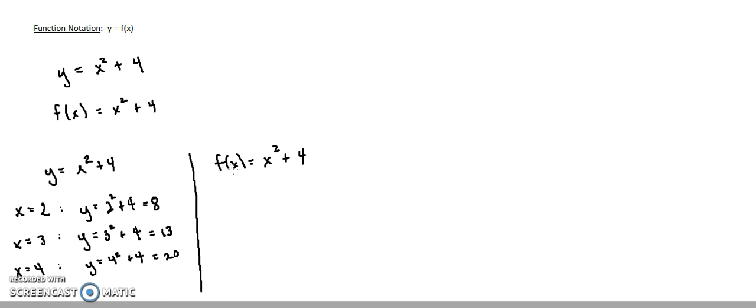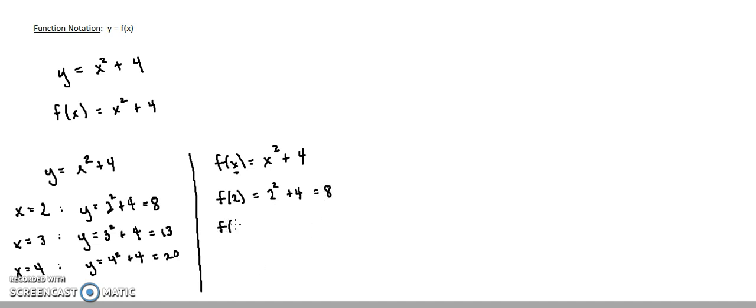So when x is 2, that's going to go right here, and we're going to say f of 2. What is our function value or our y value when x is 2? And whatever goes inside the parentheses here is going to replace x. So I'm going to replace x with 2. Anywhere that there was an x is now going to become a 2. So I get 2 squared plus 4. 4 plus 4 is 8.